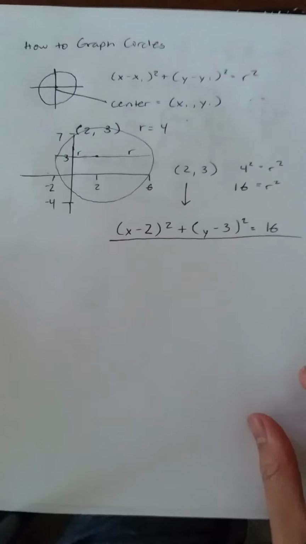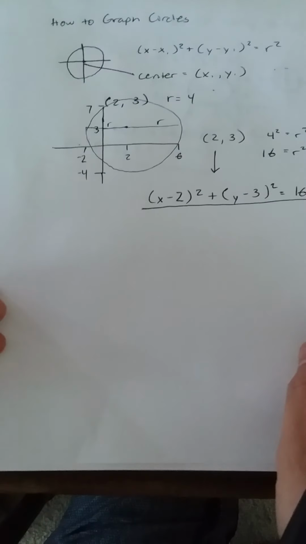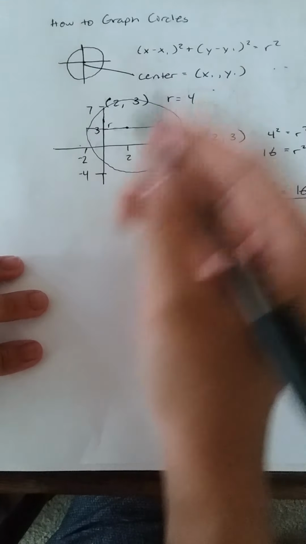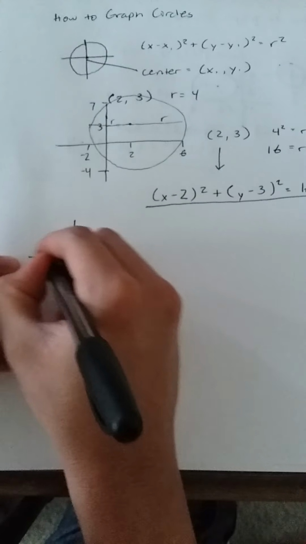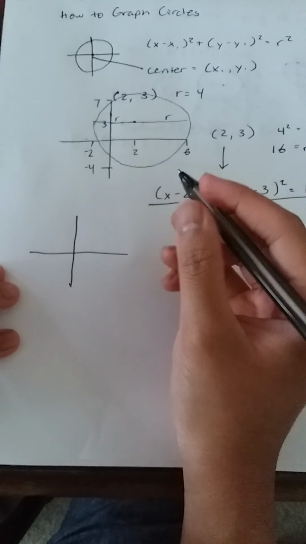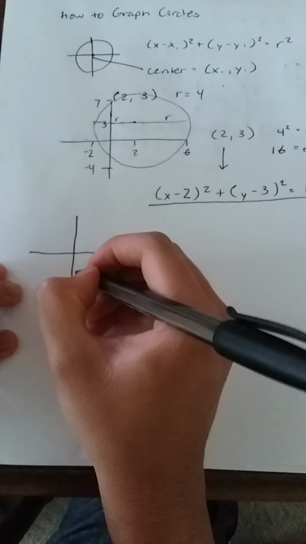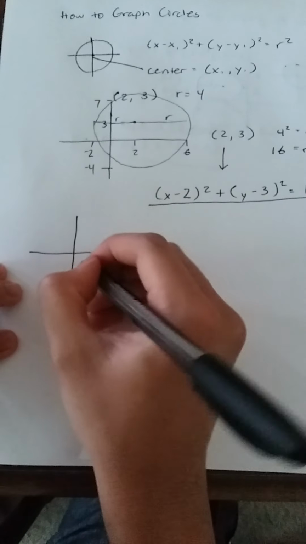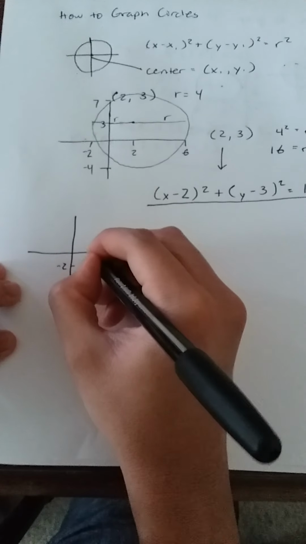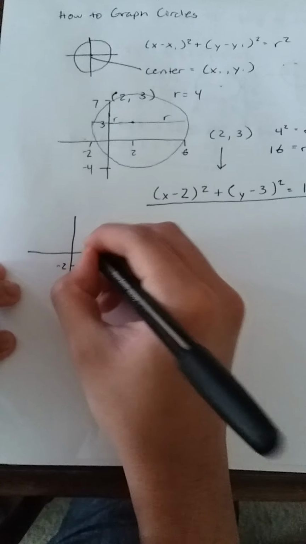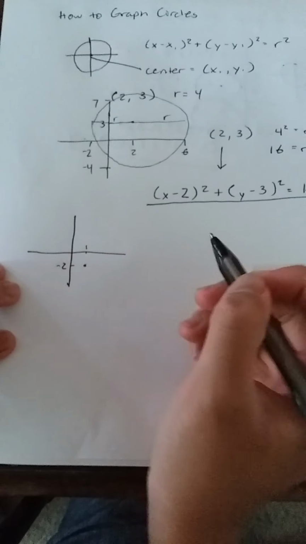Okay, next example, if one of these values was negative. Okay, so here's, let's make it at negative 2 and 1 with a radius of 3.